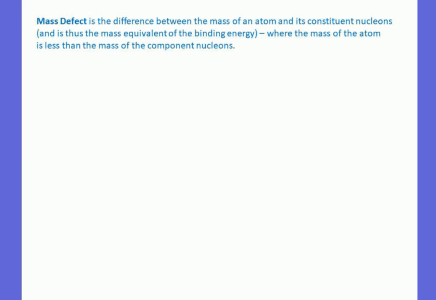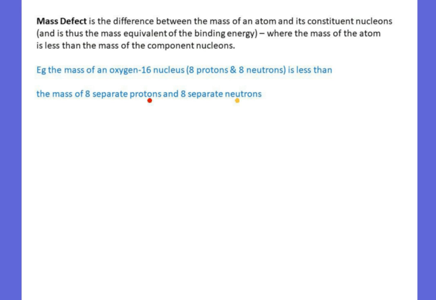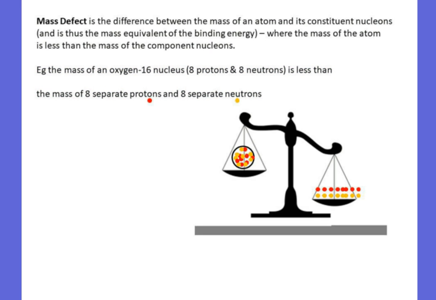That's because the mass of any particular nucleus of an atom is always less than the mass of its component nucleons, its protons and neutrons. As an example, the mass of an oxygen-16 nucleus, which contains 8 protons and 8 neutrons, is actually less than the mass of 8 separate protons and neutrons, protons being red in this case and neutrons being orange. So the mass of the nucleus is actually less than the mass of just those same 16 nucleons, 8 protons, 8 neutrons, if they're on their own.